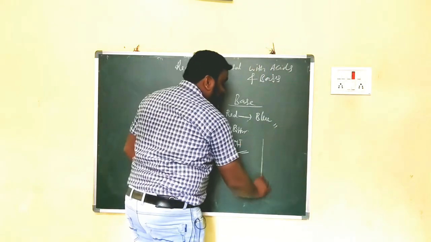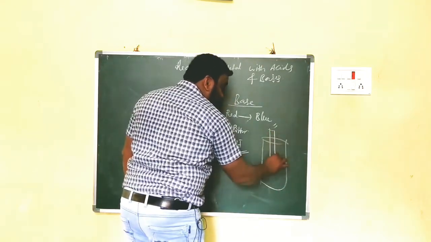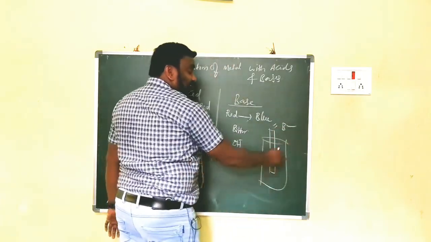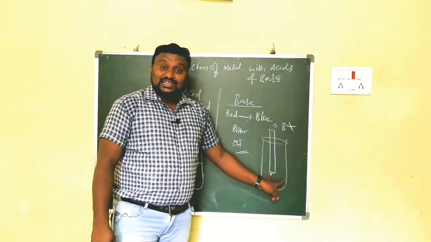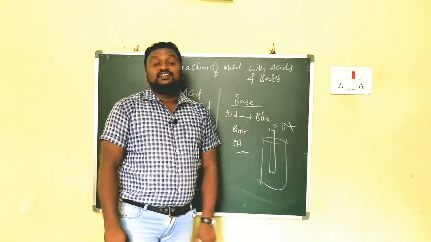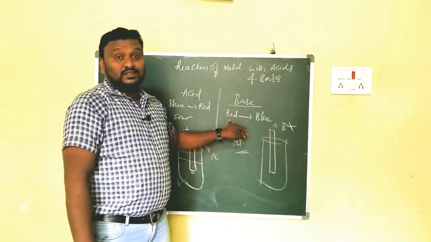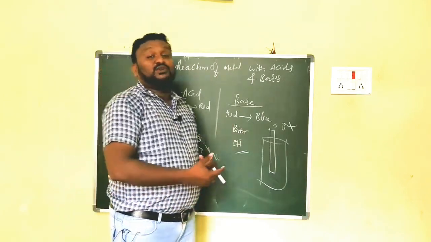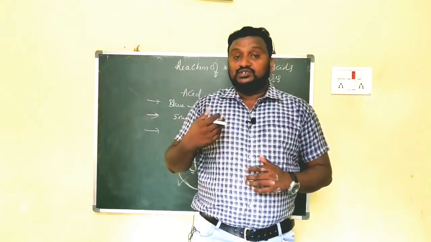In the case of a base solution, if you keep blue litmus paper, then there is no change in its color. We take some solution and keep some blue litmus paper in it. If you dip it or sink it, there is no change in its color. But if you keep some red, it turns into blue. So in this way we can identify whether the solution is acid or base. In our lab activities I will show clearly, don't worry.